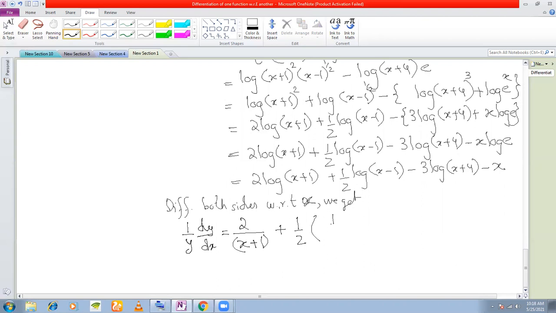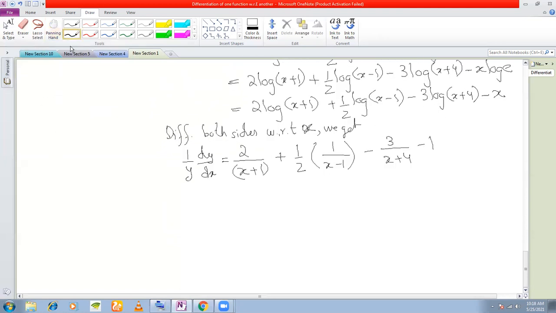Again here it should be 1 by x minus 1. Again here it should be 3 by x plus 4. And here it should be 1 because ddx of x is 1. So that means what is dy dx? It is y into all this.